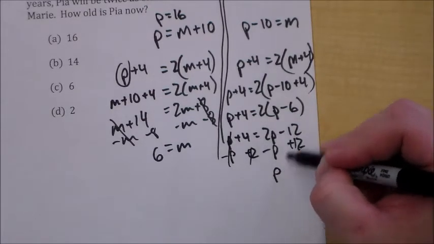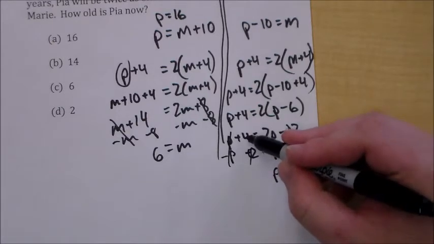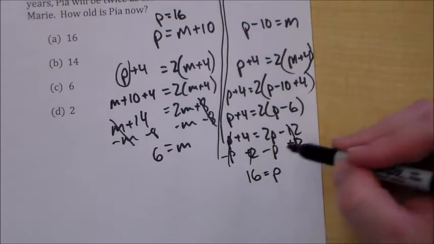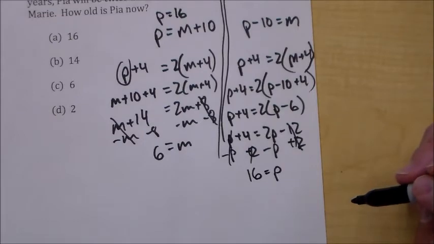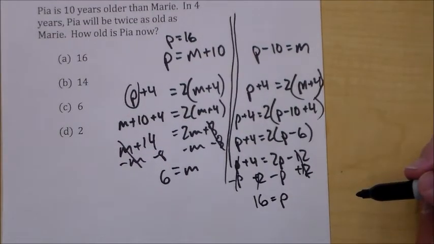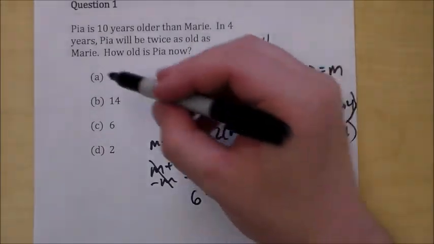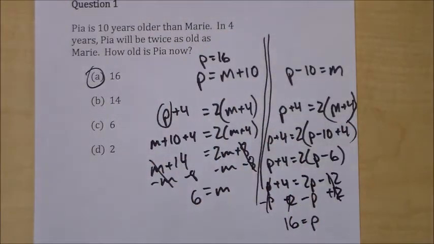2P minus P equals P. This cancels out, and we have 4 plus 12 equals 16. So P equals 16. Either way you do it, you're going to get the same result. I told you they were tough.